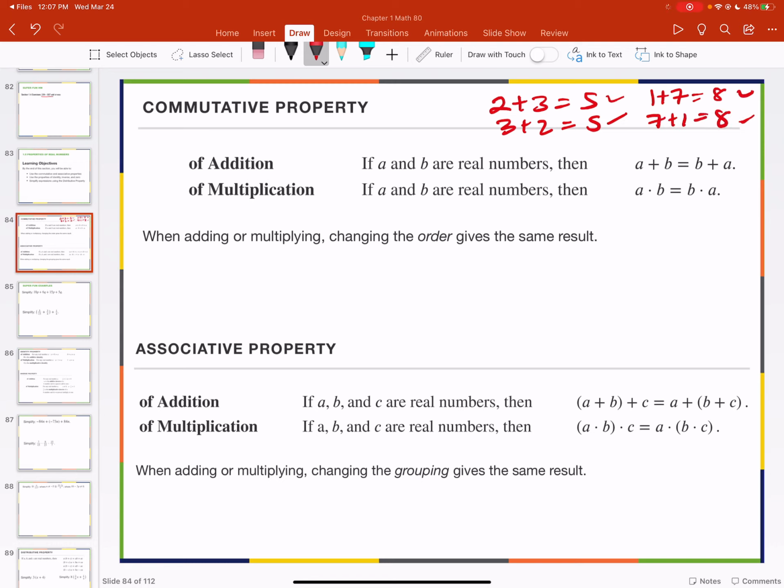This also holds true for multiplication. 2 times 3 is 6. 3 times 2 is also 6. So when you're multiplying or adding real numbers, changing the order does not affect the result.